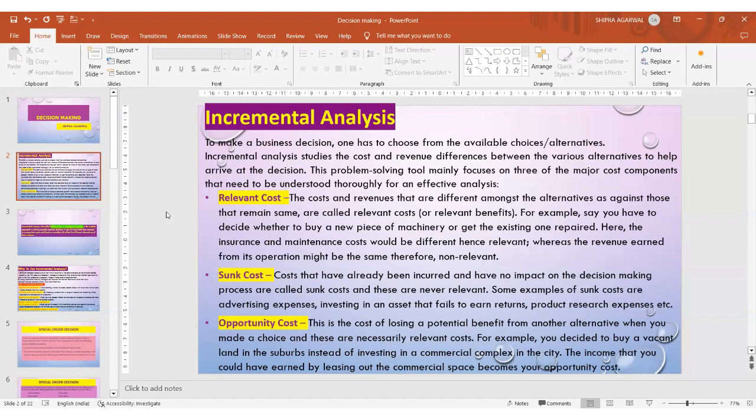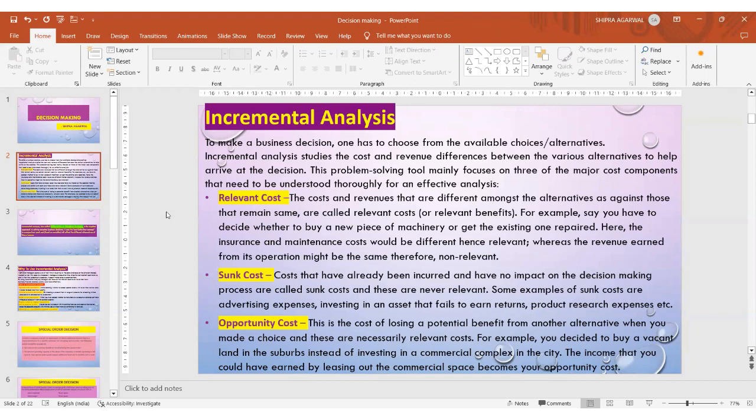When I use the term relevant cost, it means that under different options, the costs and revenue are different among different alternatives, right? So in this case, there might be certain relevant costs. For example, you have to decide whether to buy new machinery or to get the existing one repaired, right? And in both cases, you know that insurance and maintenance cost will be different. Insurance and maintenance will be there, but both will be different under different options. So if I go for new machinery, then what will be my insurance and maintenance? That becomes relevant for the new machinery. If I go for the other one, that means repairing the existing one, what will be my insurance and maintenance cost? That will be relevant with the existing one, right?